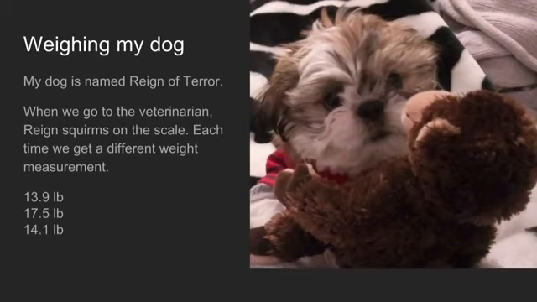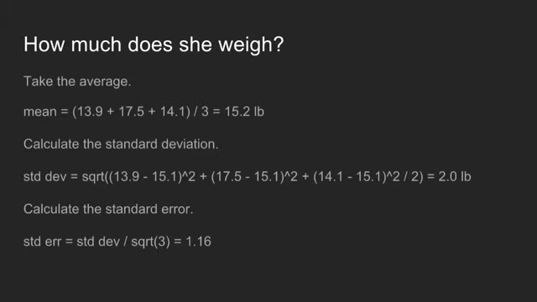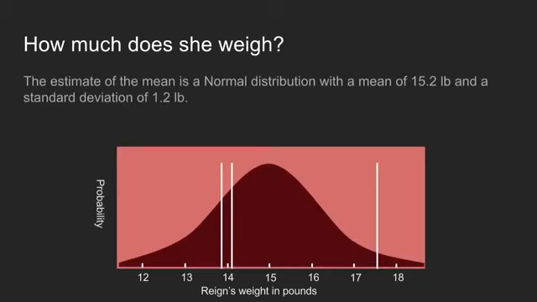So if you've ever taken a statistics class before, you know you can take these measurements, add them up, get the average, 15.2 pounds. You can calculate the standard deviation of these 3 measurements and also the standard error and come up with a 1.16 pound standard error, which when you show it graphically, this red curve now shows the belief that results from those 3 measurements, the distribution.